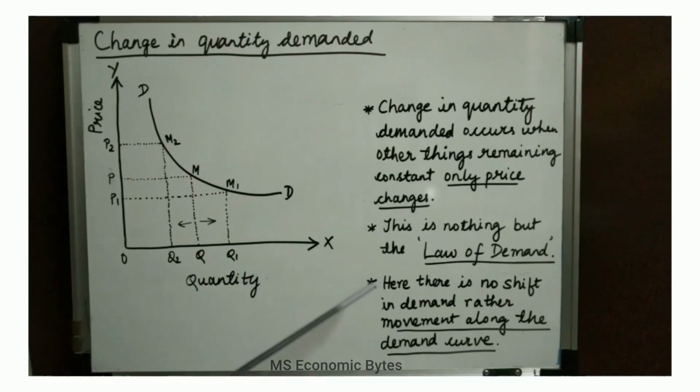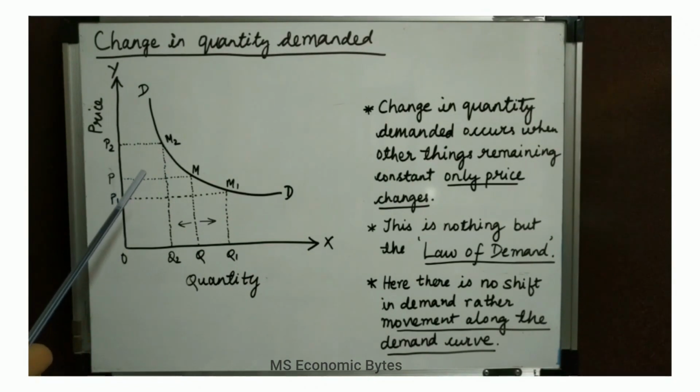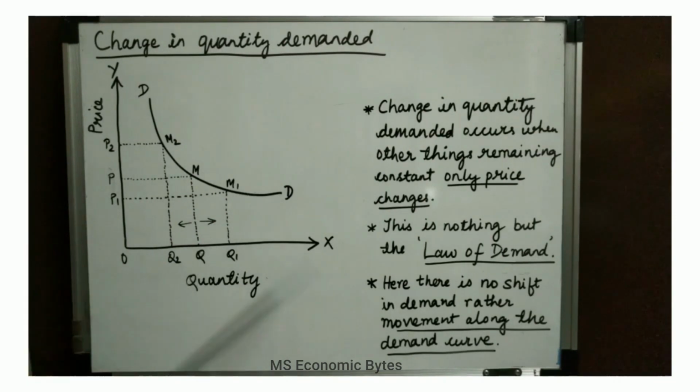So in this case, there is no shift in demand. That means in the previous case, in case of change in demand, the demand curve due to the change in non-price determinants used to shift to the right or the left. But in this case, there is no shift in demand, rather there is movement along the demand curve. That means as the price changes, let's say the original price is OP and accordingly the quantity demanded is OQ. So when price is increasing, quantity demanded is falling. When price is increasing from OP to OP2, quantity demanded falls from OQ to OQ2.